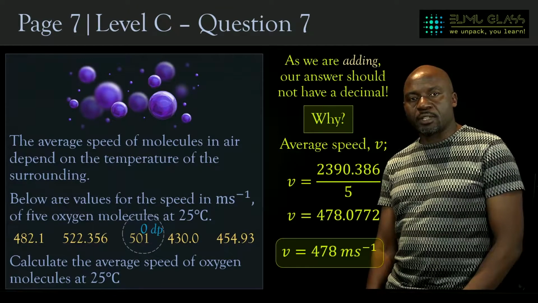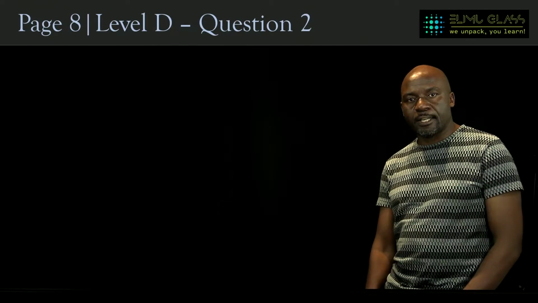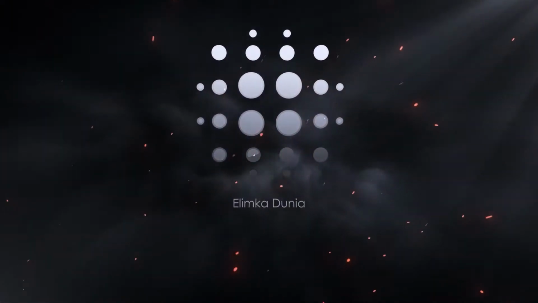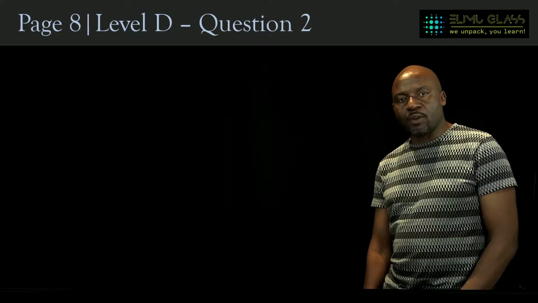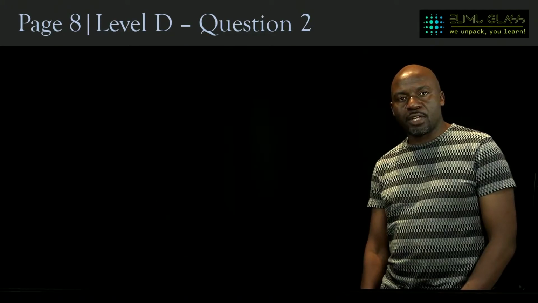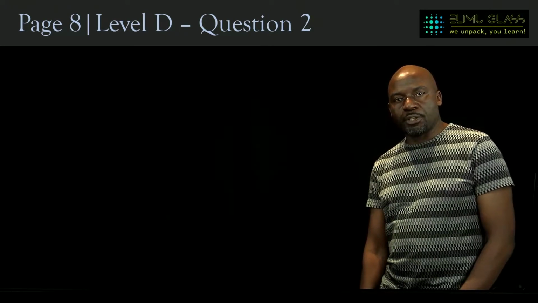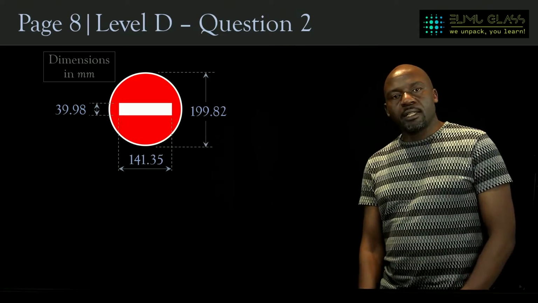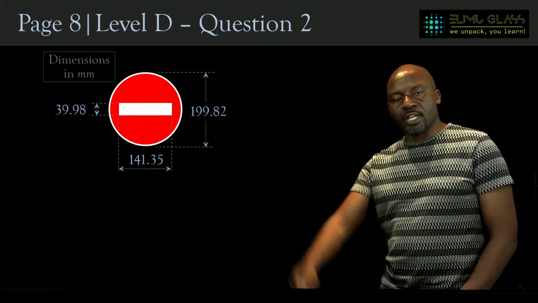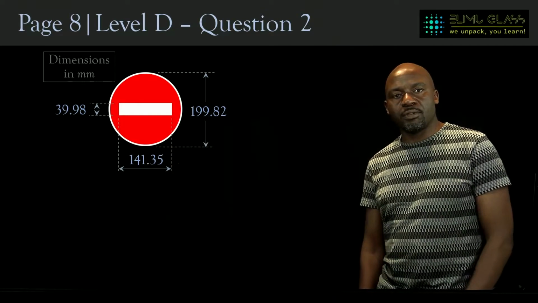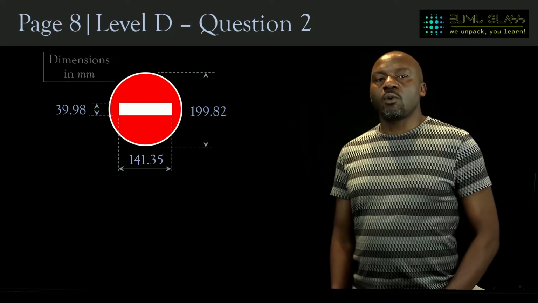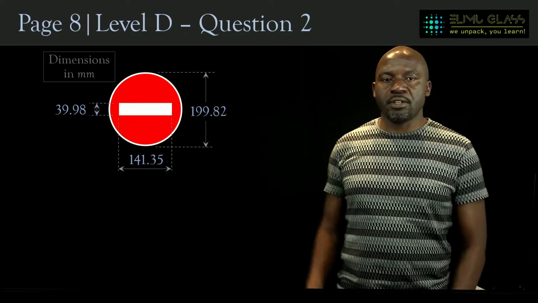Let's look at the next question, possibly the last. Let's see. This one is on page 8, and now we are looking at level D questions. It is question number 2. It is not the last one. So we are given a road sign which says no entry. This road sign implies you must not go into that region or that area or that zone. In the question we are given the dimensions of this road sign.